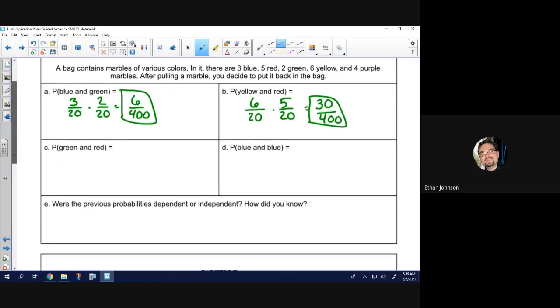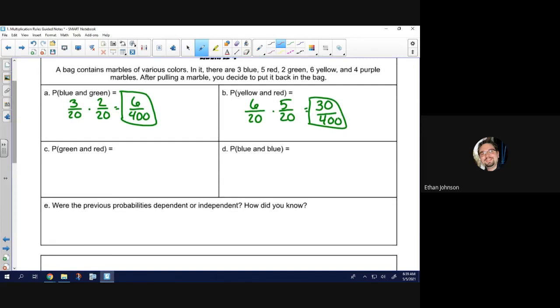In C, it says green and red. So there are 2 green out of 20, and there are 5 red out of 20. Multiply across, 10 out of 400. Blue and blue. Well, there are 3 blue out of the 20 times another 3 blue out of the 20 equals 9 out of 400.